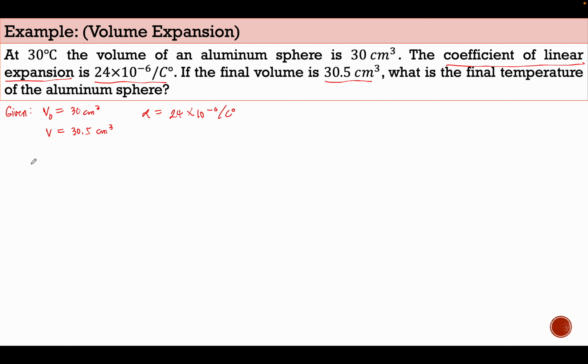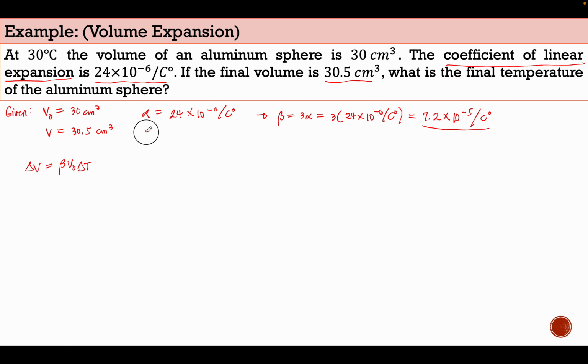So, from the equation of volume expansion, delta V is equal to beta times V sub O times delta T. So, we need the value of beta, but we have an alpha here, so we need to convert alpha into beta. Now, take note, beta is equal to 3 times the value of alpha. So, we have 3 times 24 times 10 to the power of negative 6 per Celsius degree. Let's calculate: 3 times 24 times 10 to the power of negative 6 is equal to 7.2 times 10 to the power of negative 5 per Celsius degree. So this is now our value of beta, or the coefficient of our volume expansion.